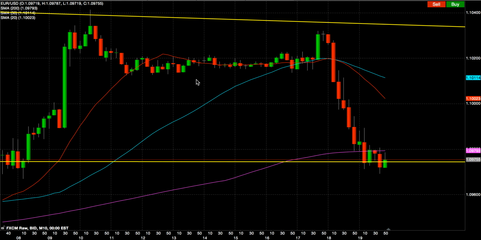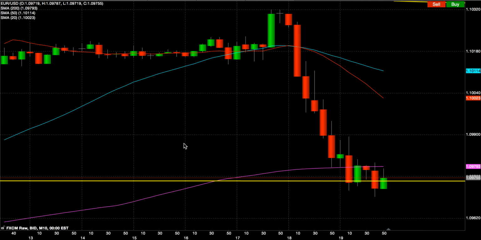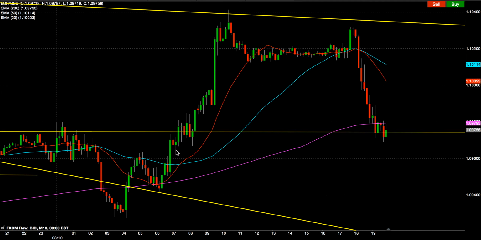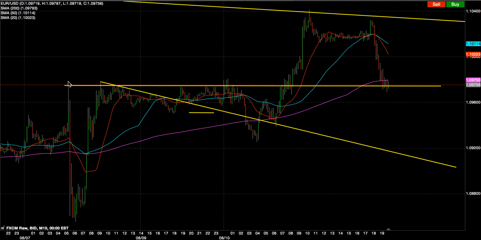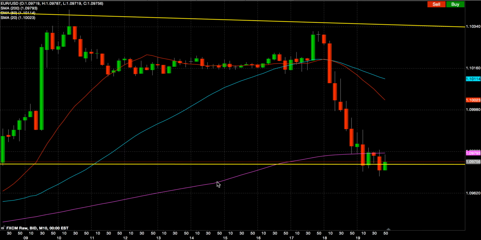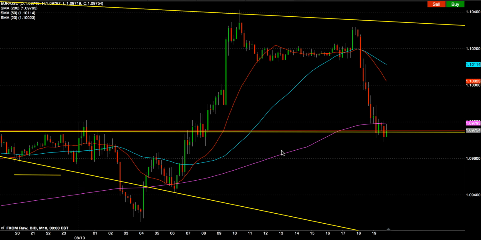Let's check back on the euro dollar here. So this is pulling back. It is looking weak. This should be support, technically speaking, but the way this is looking here, you can see this purple line, the 200-day moving average. Right now that sits at 1.09793. This is looking weak. This is not a strong bounce.